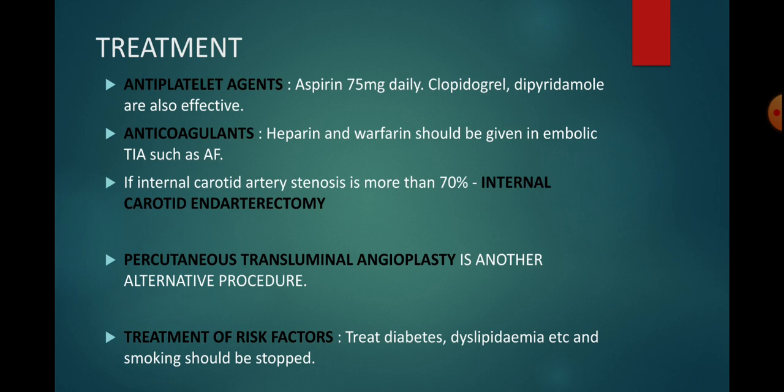Okay, and how do you treat the rest? You look for the underlying causes and treat them accordingly, like diabetes, dyslipidemia, and so on. And if the person is drinking alcohol or smoking, ask them to stop it. So don't forget that aspirin 75 mg is given with dipyridamole 200 mg, and that internal carotid endarterectomy can be done, with percutaneous transluminal angioplasty as an alternative procedure.